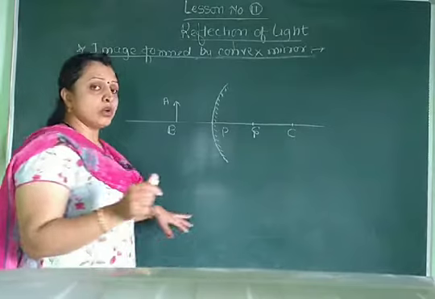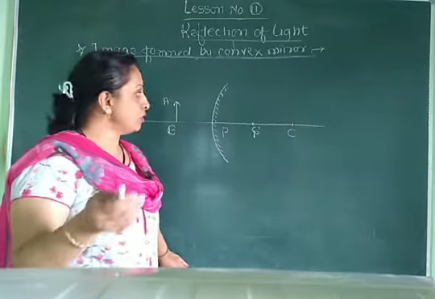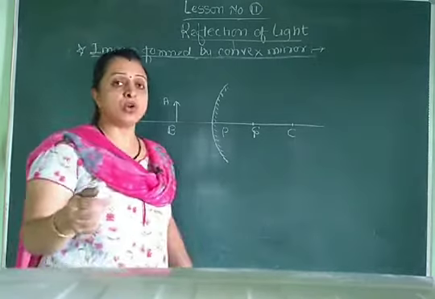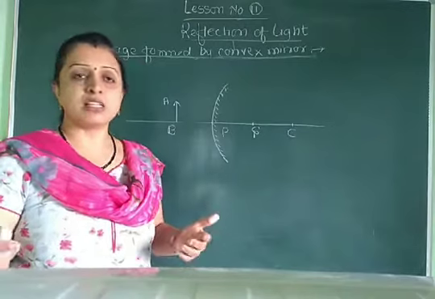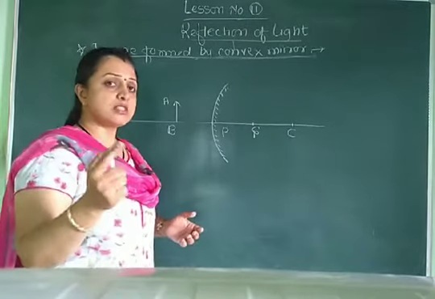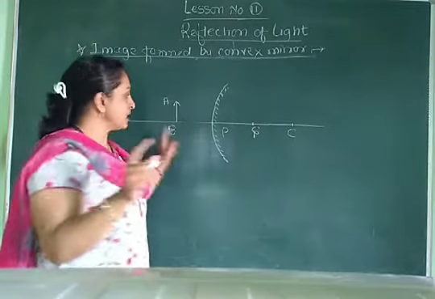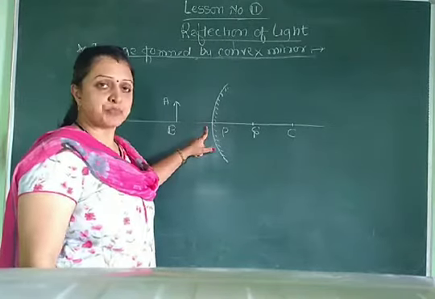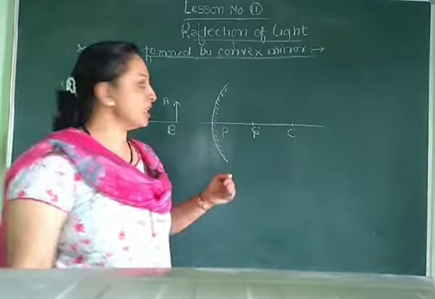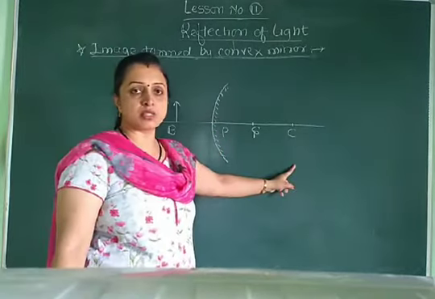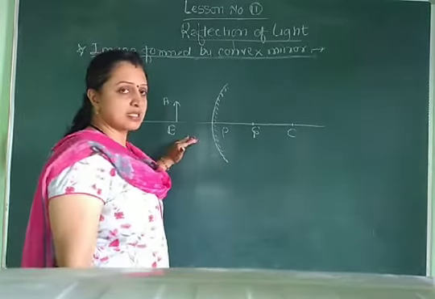Then, in order to draw the ray diagrams and see how we get the image, we have to follow the 3 rules that we have studied in previous lectures. What are these 3 rules? The first rule: if the incident ray is moving parallel to the principal axis, then after reflection it passes through the principal focus. This is the first rule that we have to remember and use in this ray diagram.